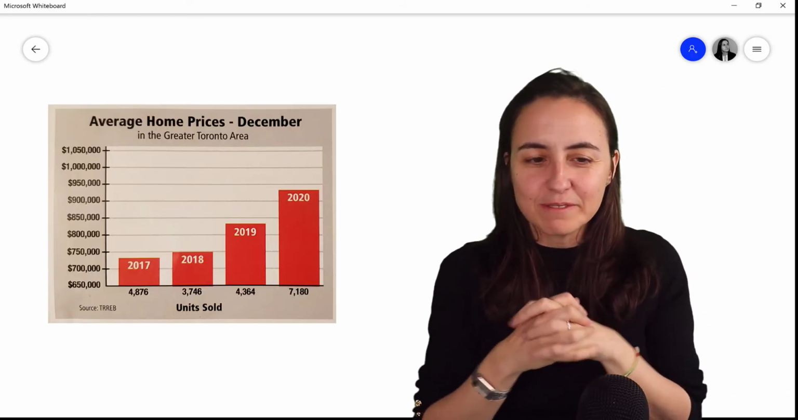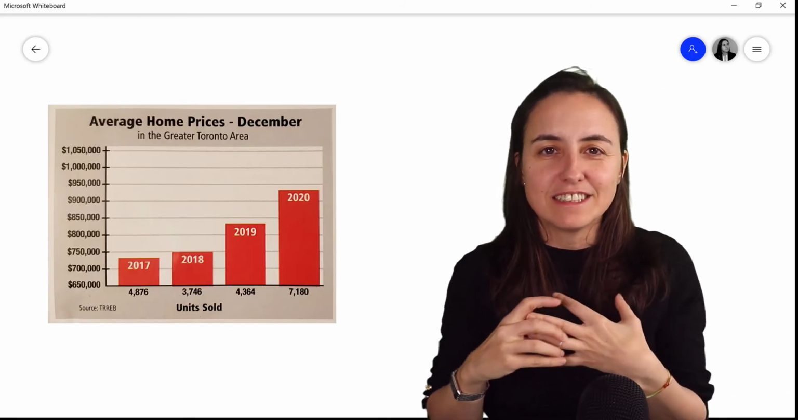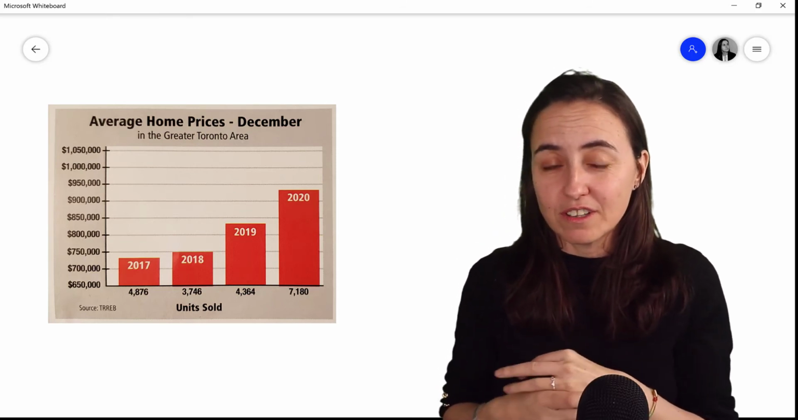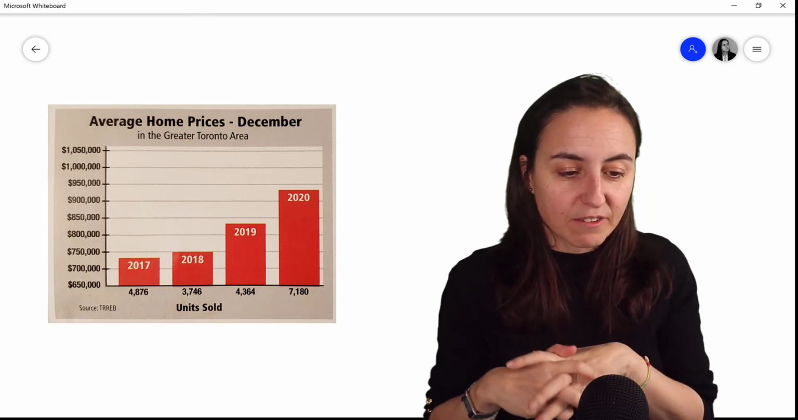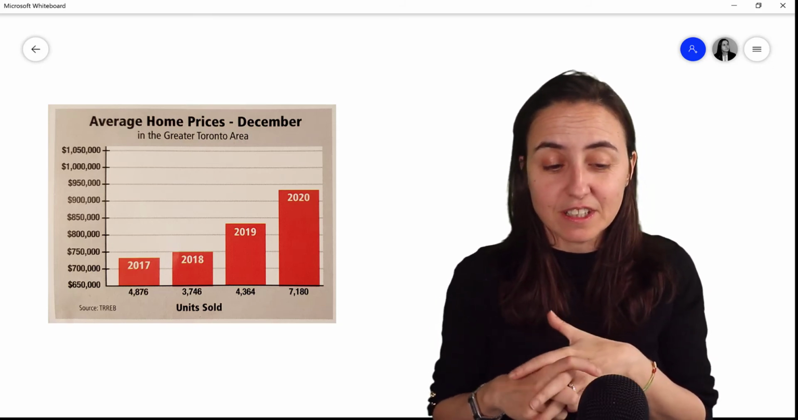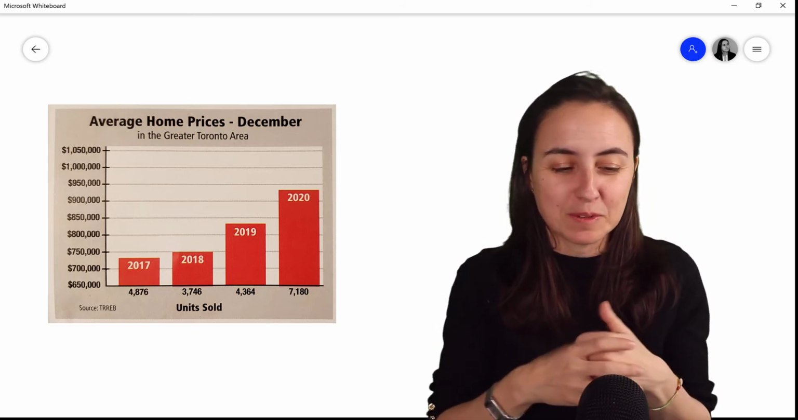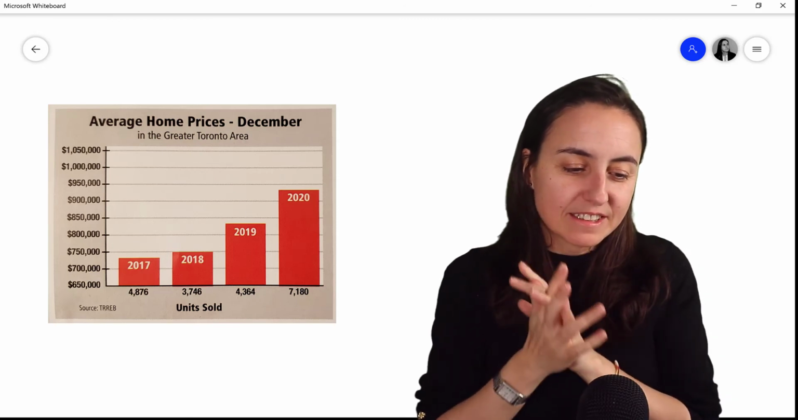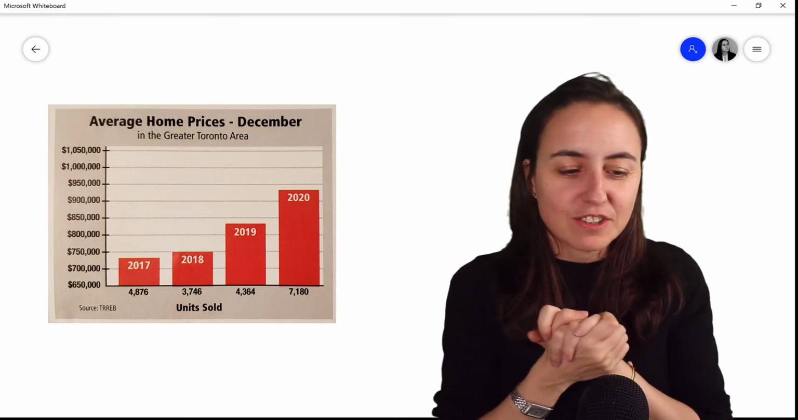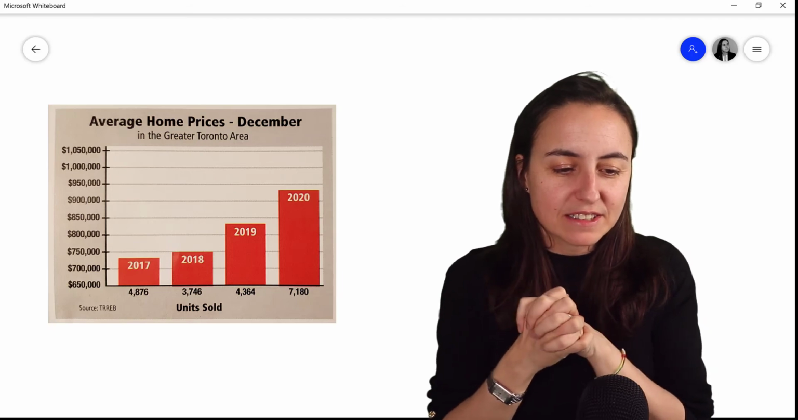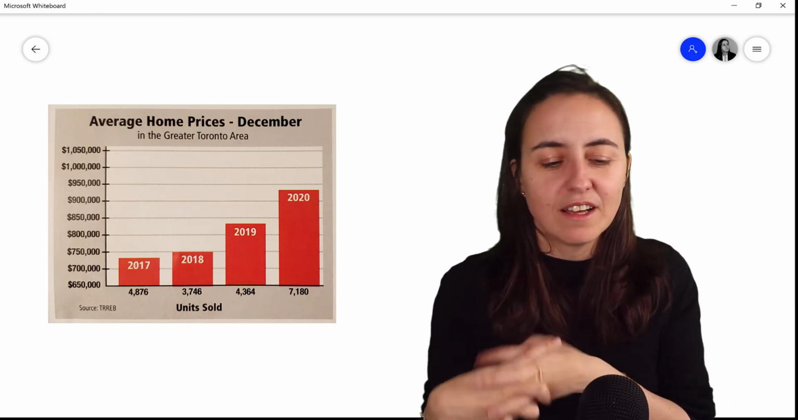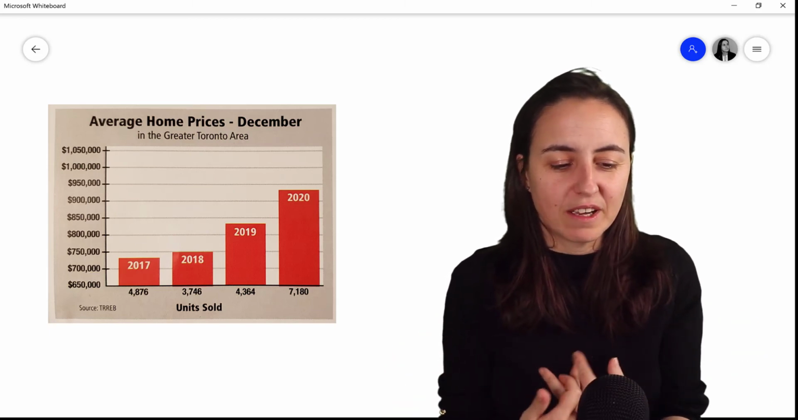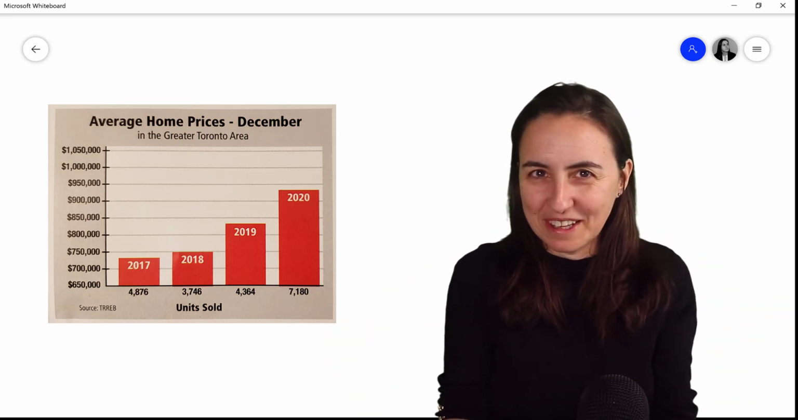So I got an email from Celia. She said, hey Ruth, you have to see this, and you might want to use it in your series. And it says, average home prices in December in the Greater Toronto area. This is something that she took a picture of from a newspaper. And you can see the chart. These are the average home prices in December for Toronto. So now you go and you tell me if you like the chart, if you think it's misleading in any way, what do you think of it?